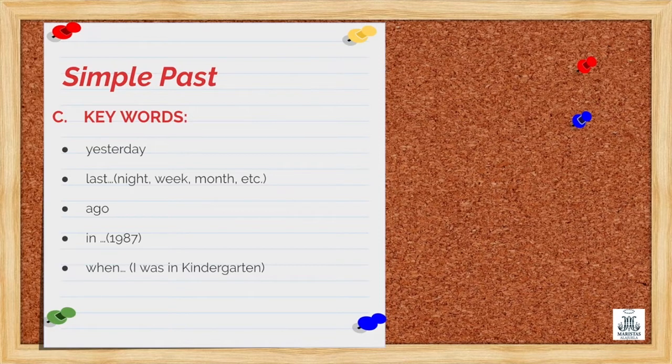Sometimes we do have keywords that let us know that we are talking about the past tense or an action in a past tense. Some of the keywords are yesterday, last, like last night, last week, last month, ago, 2 years ago, a week ago, in, and then you can use a past year, in 1987, in 2018, or expressions with when I was in kindergarten, when I was a baby, when I was a kid.